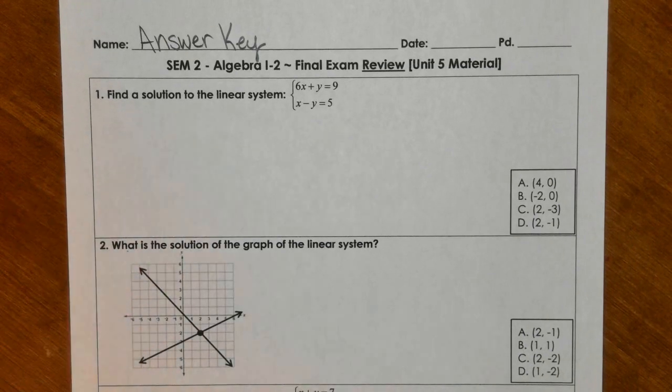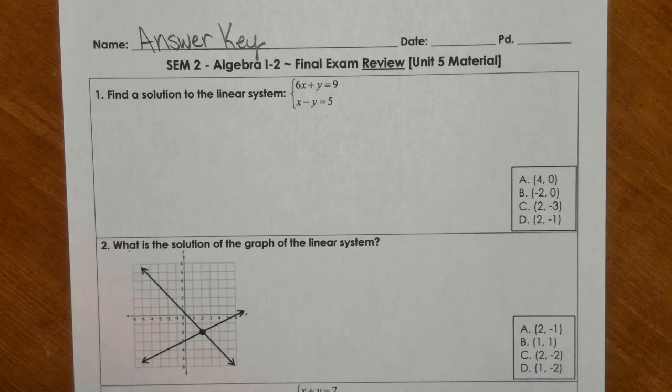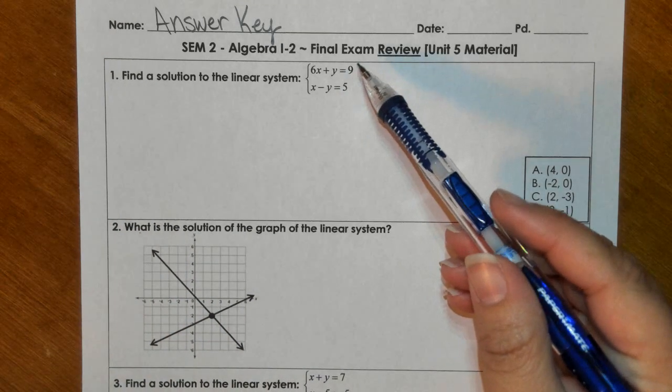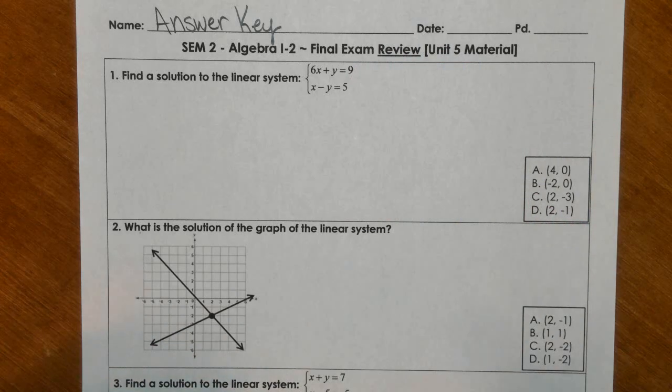All right, for number 1, this is the final exam review, Unit 5 only. Unit 5 was linear systems, where I gave you 2 equations, and you had to solve it by graphing, substitution, or elimination method. And I taught you all 3 over like a month period of time.